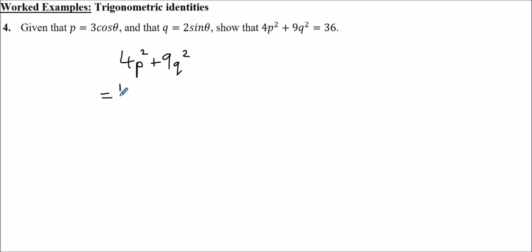So 4 lots of P squared means 4 lots of 3 cos theta all squared, and 9Q squared means 9 lots of 2 sin theta all squared. All I've done here is just use the fact that P is 3 cos theta, and that Q is 2 sin theta. So I've just taken Q here and replaced it with what Q is in terms of sin theta.